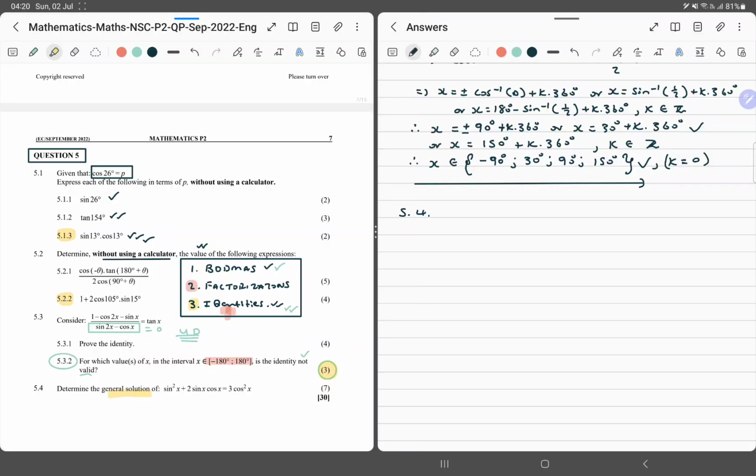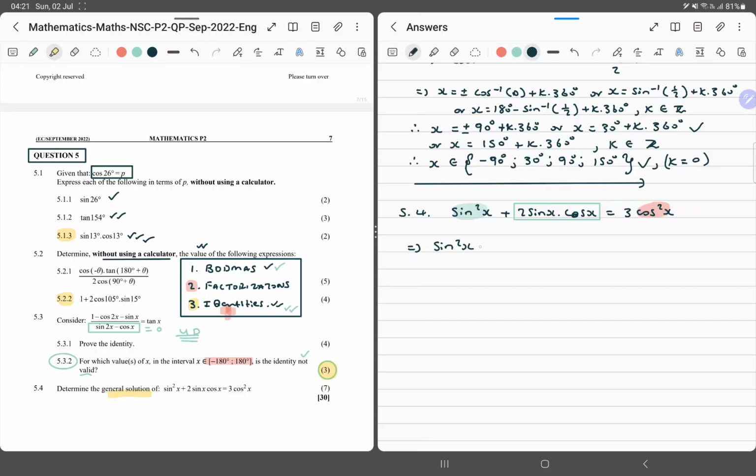Okay, so it says find the general solution for whatever we've got there. So we've got sine squared x plus 2 sine x cos x is equal to 3 cos squared x. Okay, great. So when we inspect this expression, we're like, okay, we've got a square here, and then we've got another square here, and we've got an expression in between that has both cos and sine. Then this is a trinomial, is it not? So let's attempt showing it as such.